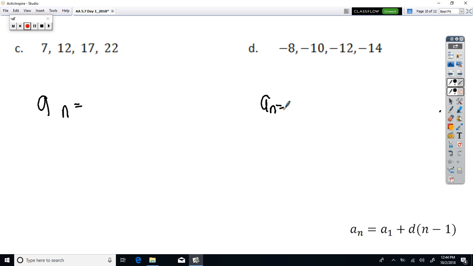You can tell me what they got for C. Jenna? 7 plus 5 times quantity n minus 1. Yes. It's like no one. Write it in a highlighter. Okay, that's what you do.